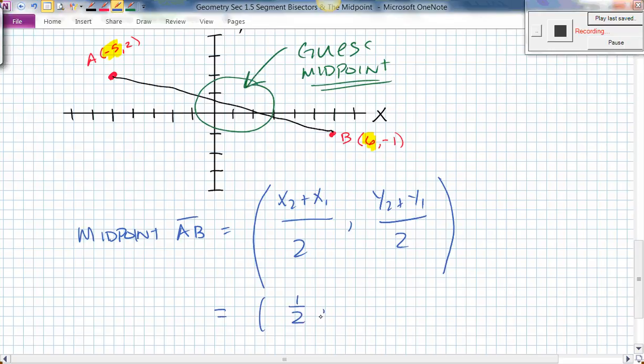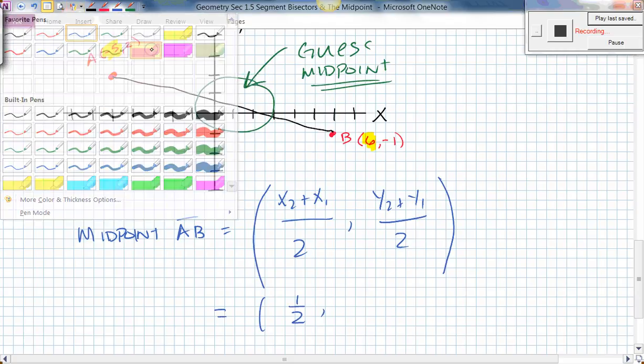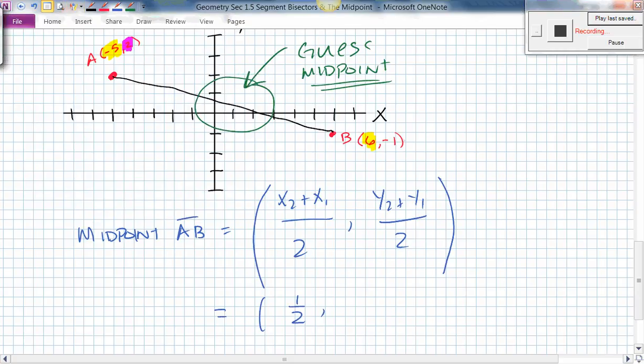So at 1/2. Then let's add the y's together. I have 2 and I have -1. How much is 2 plus -1? 1. And then divided by 2 is 1/2. So 1/2, 1/2. Let's go back up to my graph and see. If I go over a half and then up a half, right about there. Does that look like the midpoint to you? Yes, that is exactly the midpoint.